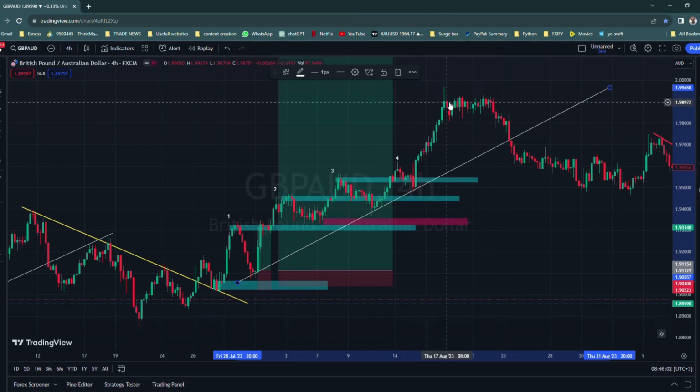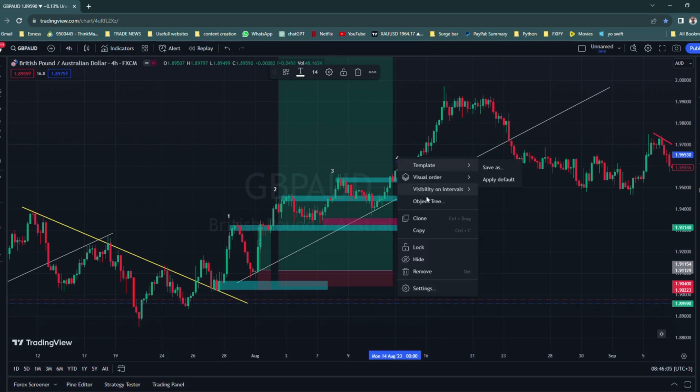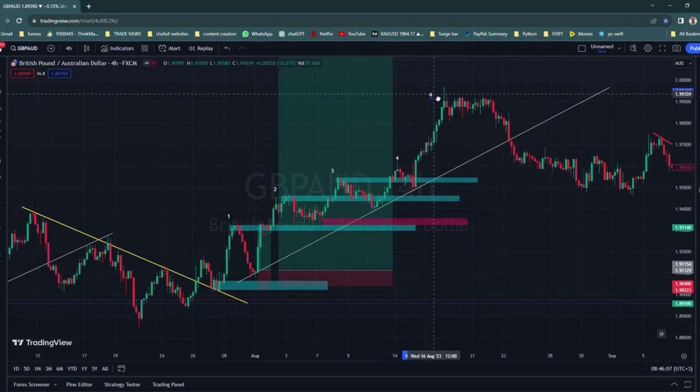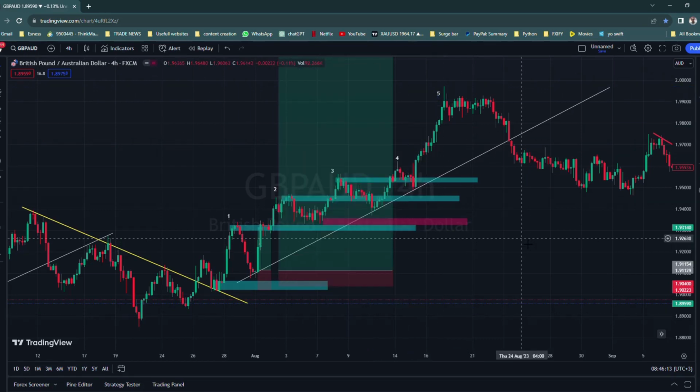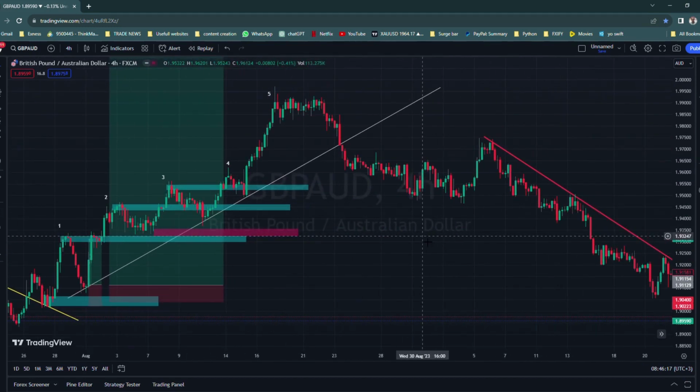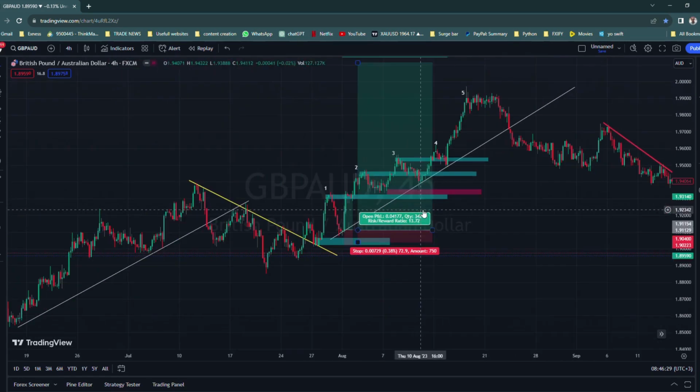And at the end, you see, we have another one here. I forgot to label this one. This is number 5. That is resistance number 5. Now, what are we looking at here? We are looking at the resistance number 5, price breaking the trend line. This is where price broke the trend line. Now, this is where you close the trade.